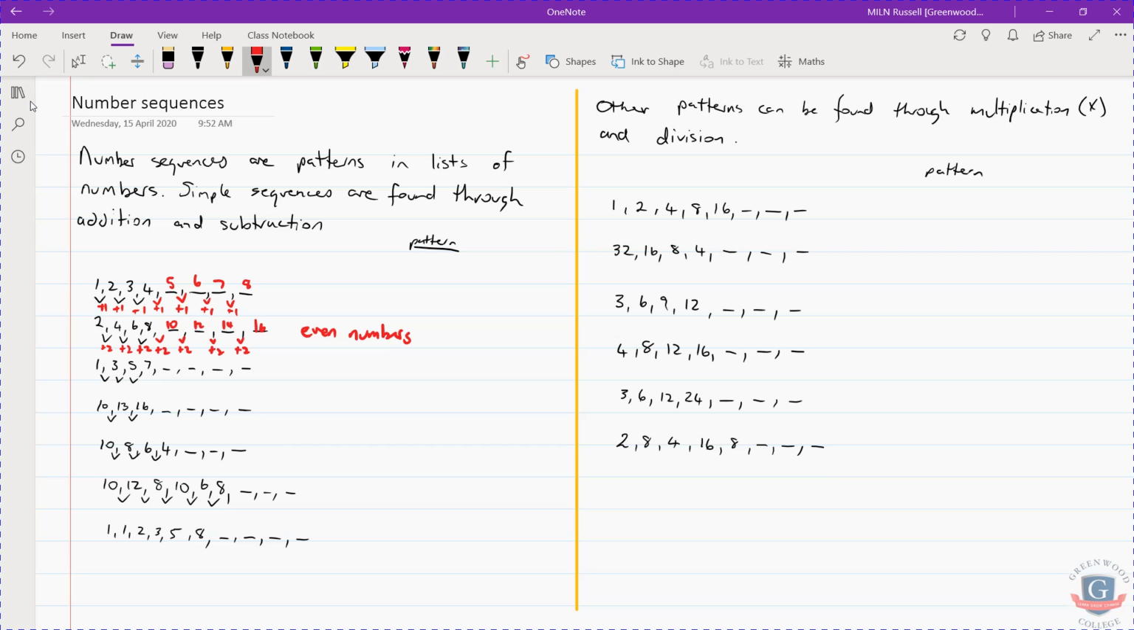Now, that's obviously the even numbers. They're the numbers that end in 0, 2, 4, 6, or 8. That number sequence has a name.